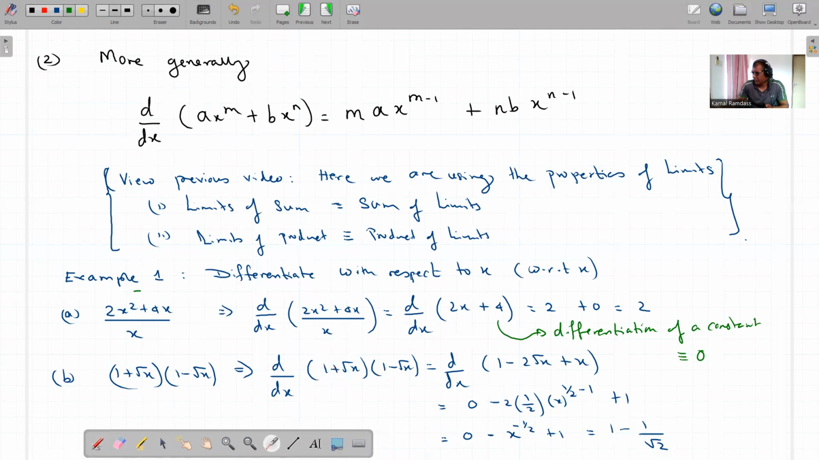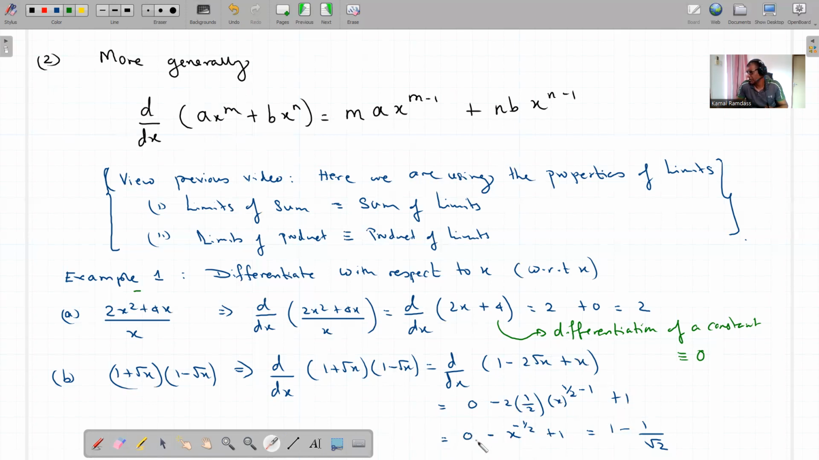Ça veut dire, bon, vous avez 1 minus 2 root de x plus x. Après, il y a la mot différencier de ça. Differentiation of a constant is 0. Differentiation of root de x, il pour half, parce que x to the power of half. Il y a minus 2, multiply by half, multiply by x to the power of half minus 1. Bon, réduire par 1. Et differentiation of x, c'est 1.